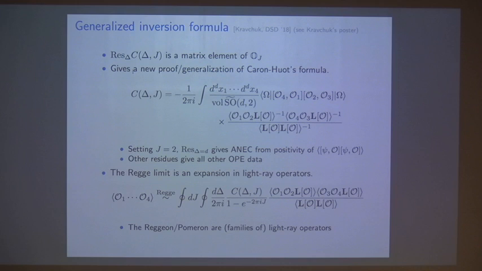And another interpretation of these light ray operators is that the Regge limit turns out to be an expansion in light ray operators. So this is a generalization of the Sommerfeld-Watson resummation in CFT. And one claim in particular is that the Reggeon and Pomeron, which are some kind of mysterious objects that encode the Regge behavior of the theory, can rigorously be thought of as families of light ray operators.